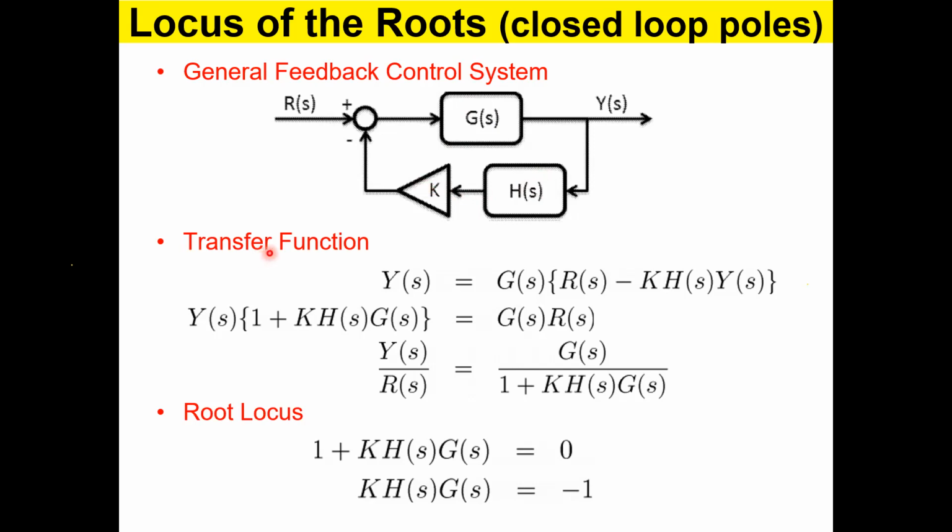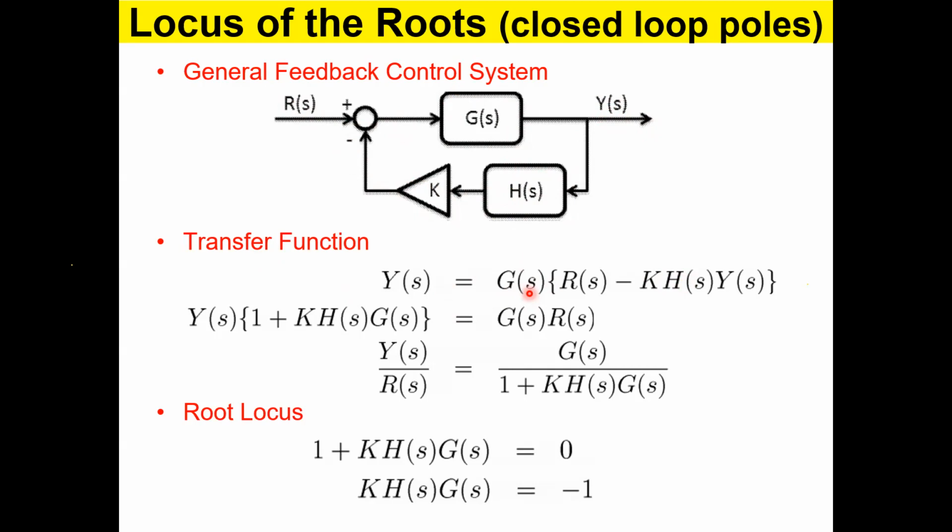Now if you write down the transfer function, this is what you get. We have already done this. Ys is equal to Rs minus k times Hs times Ys, that is the difference, multiplied by Gs.